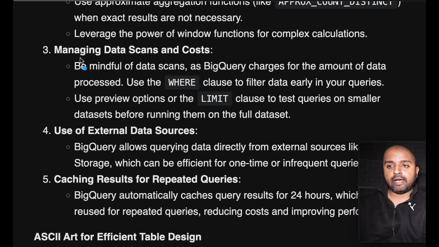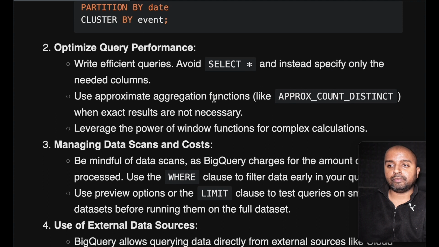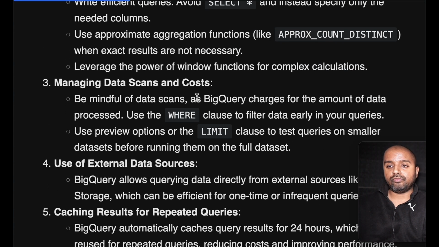We can also manage the data scans and cost. We have to be mindful because BigQuery charges on the amount of data that is processed. So the more we can use the where clause to filter out all the data that's not necessary, and the more we can use the limit clause, and specify the exact columns we are interested in, the better our query performance will be.